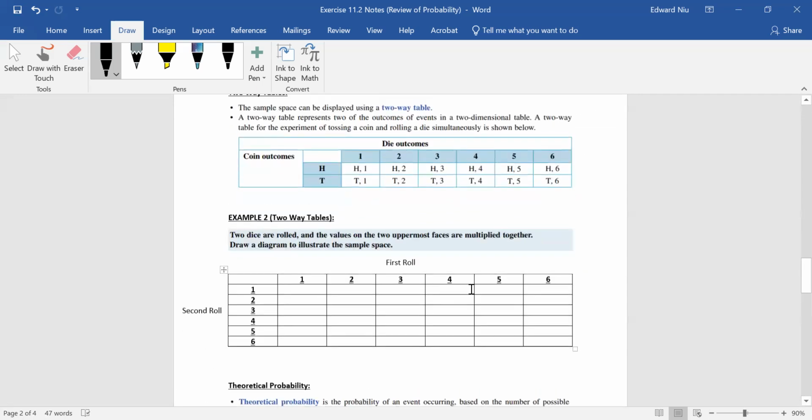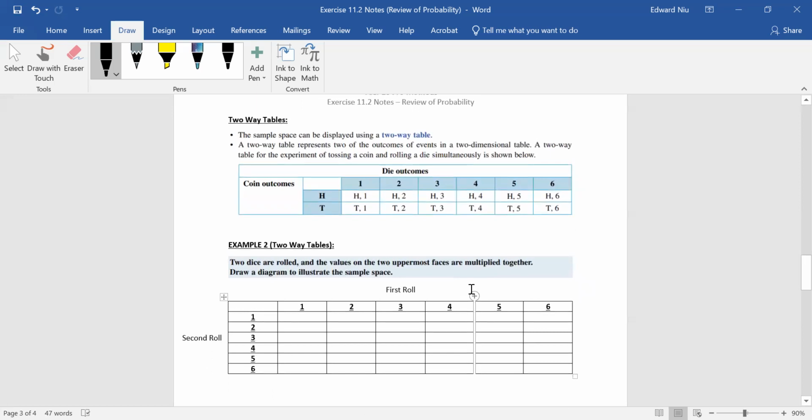Right, let's move on. So the next part that you hopefully remember from previous years are two-way tables. This is an easy way of displaying the sample space. For example, if we were to roll a dice and a coin, the sample space could be: you might get a 1 on the dice and then a heads on the coin, and that would be represented as H1. You might get a 2 on the dice roll and then a tails, and that would be represented as T2.